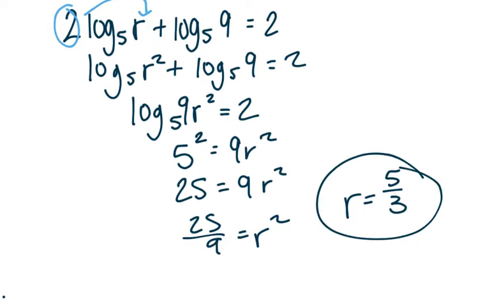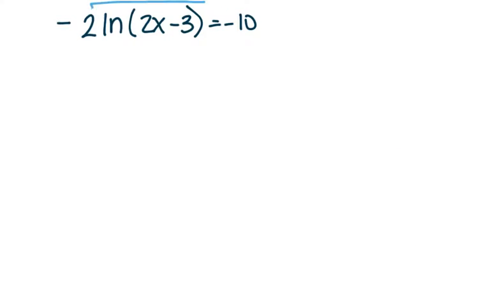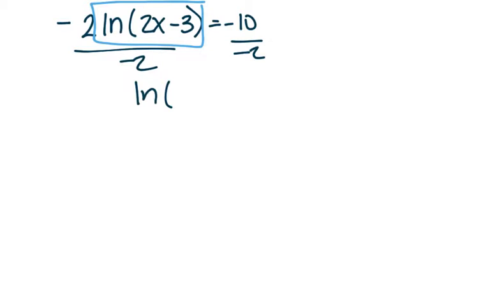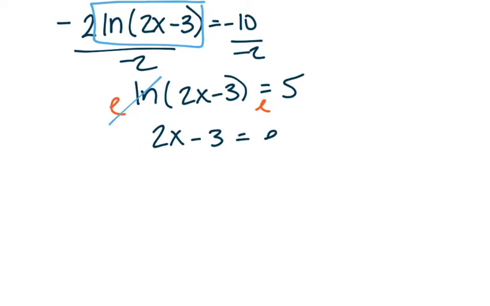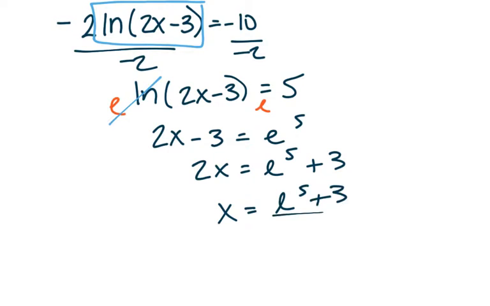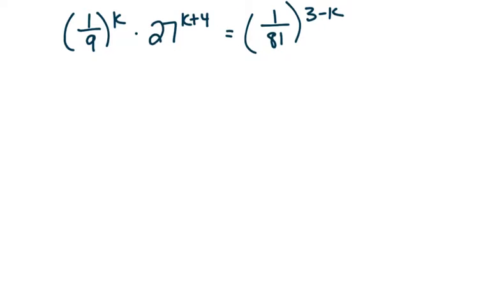My bad. Okay, first thing I would do on this one is try to isolate the natural log part. So I'm going to divide by -2 on both sides. I'm going to do the e to both sides. Remember, this cancels out, so I just have 2x minus 3 equals e to the 5th. I'm going to add 3 to the other side, and then I'm going to divide by 2. So 75.7066.